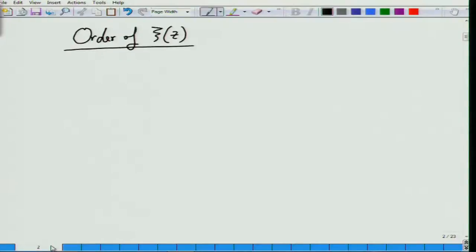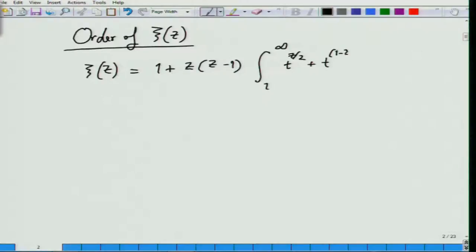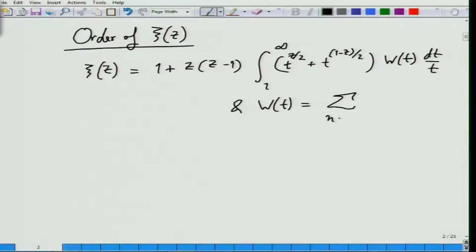So, instead of this, we look at the other definition of psi, which is psi z is 1 plus z(z minus 1) integral from 1 to infinity of t to the z by 2 plus t to the 1 minus z by 2, w t, d t over t. And here w t is this sum, n greater than or equal to 1, e to the minus pi n square t. Okay. So, knowing this as a definition of psi, can we estimate the order of psi?